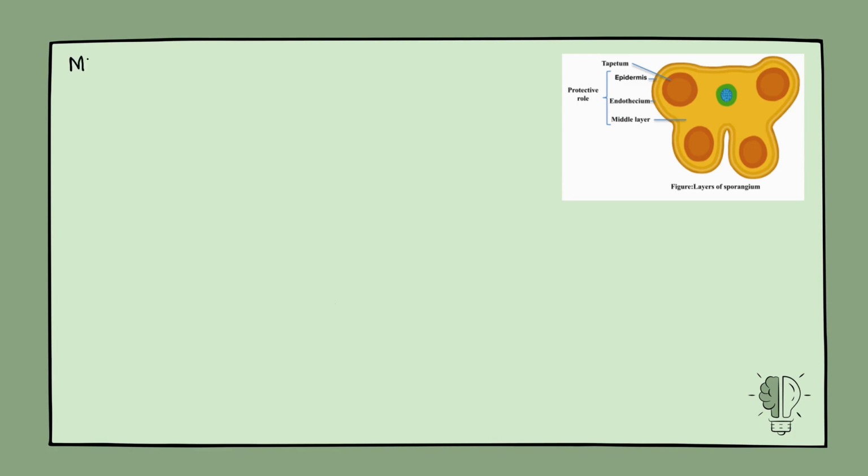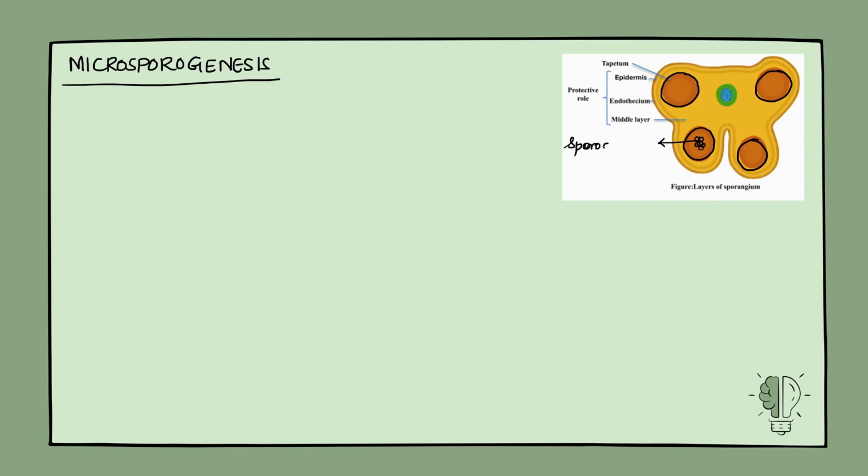Now we are going to learn about the process of microsporogenesis. All right. So we've learned that the anther consists of microsporangia, right? Now at the center of each microsporangium, there is a tissue which is called the sporogenous tissue.